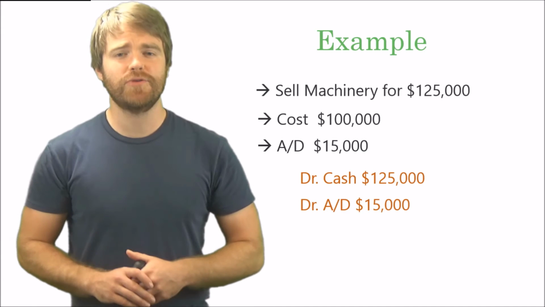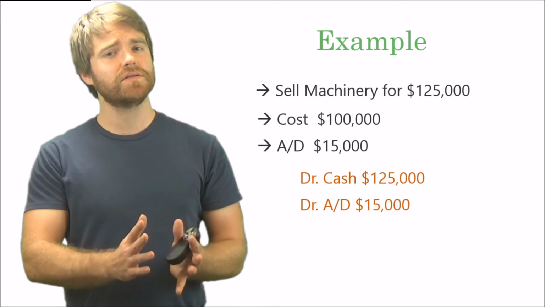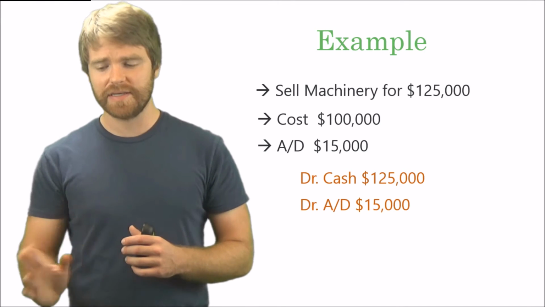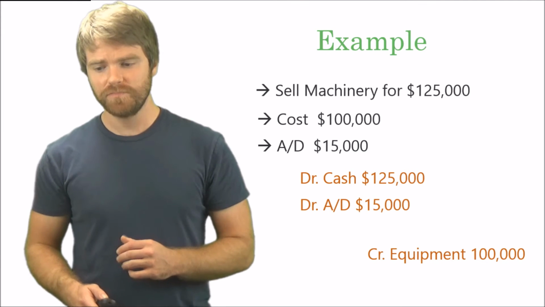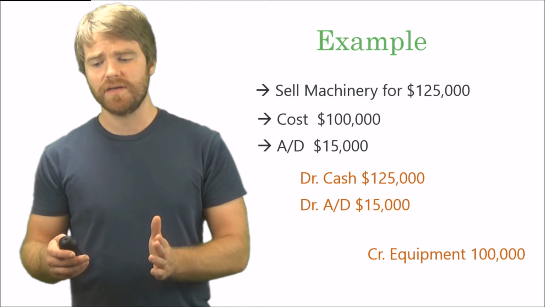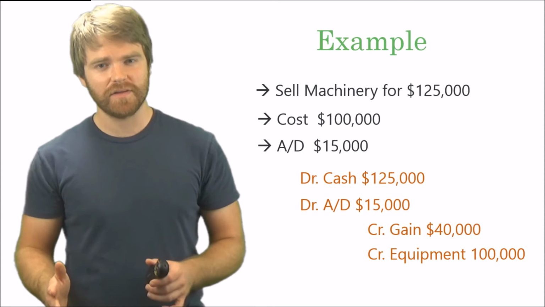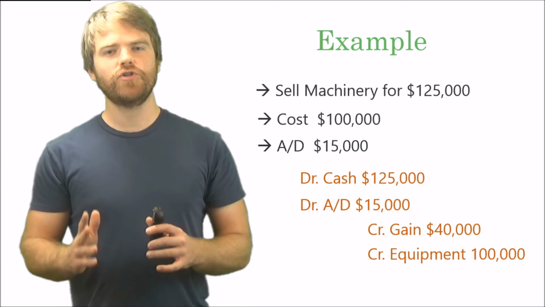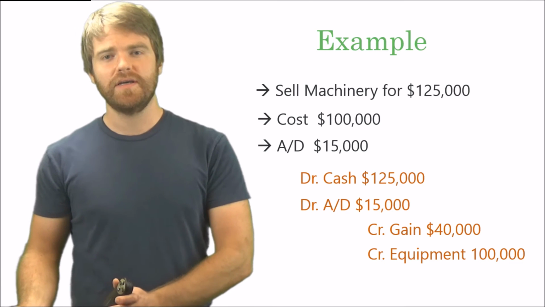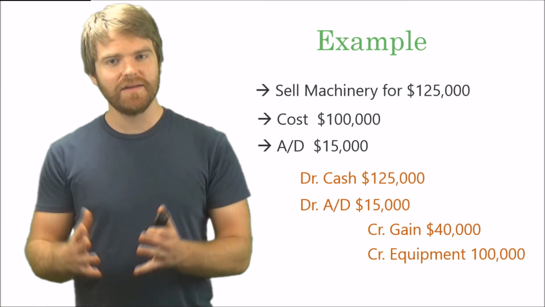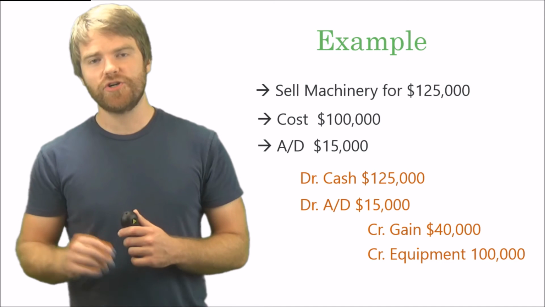Then you debit accumulated depreciation. Same concept. Normally AD is credited. So to remove it from the books, you do the opposite, which is a debit. Get rid of that 15 grand. Then you credit equipment for the 100 grand. So there's definitely a difference here between debits and credits. So what do you do? Well, you credit a gain because you made some money off of it. Let's think about it. You got cash for 125. You debited your AD for 15 and the equipment only cost 100. So you actually made a gain on it. You made profit, if you will, off of that sale. So that's the basic journal entry there.